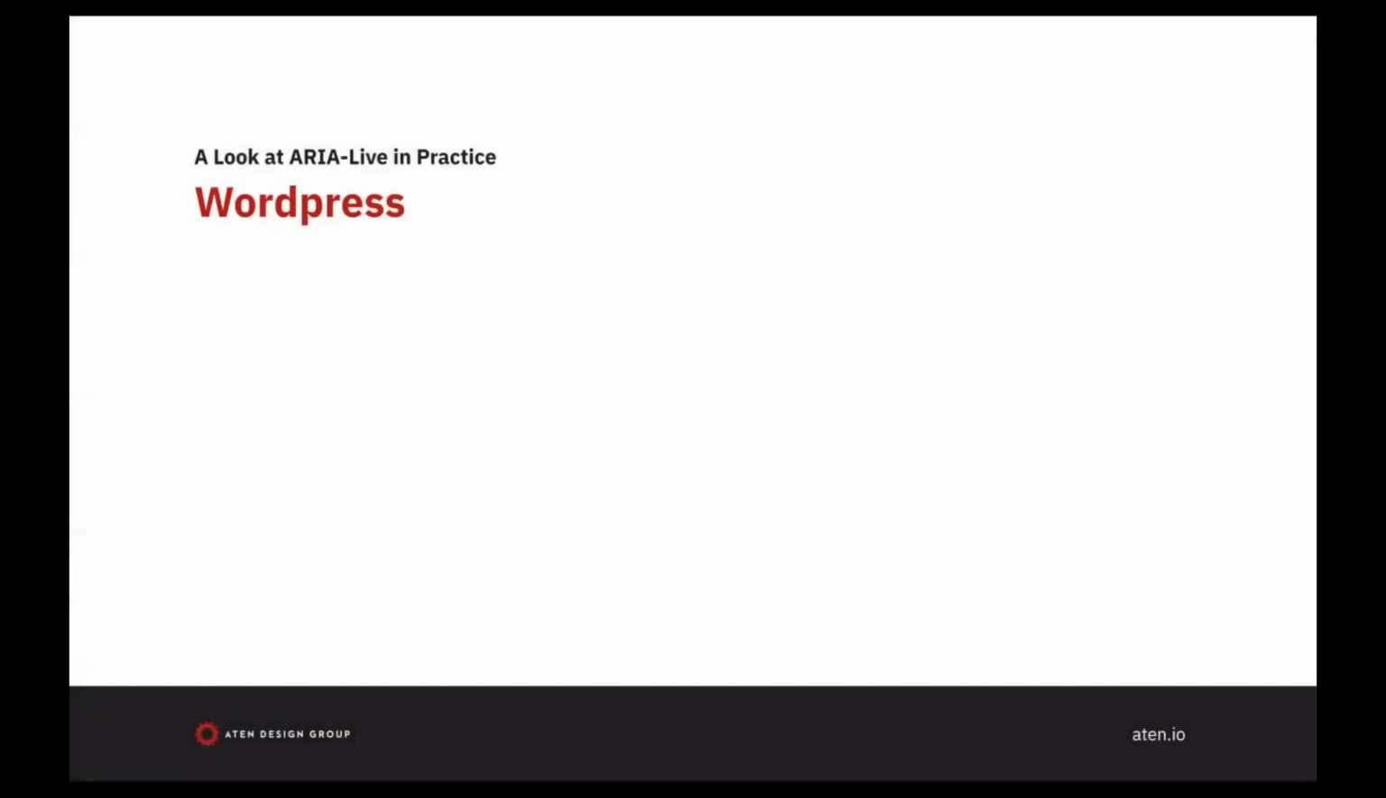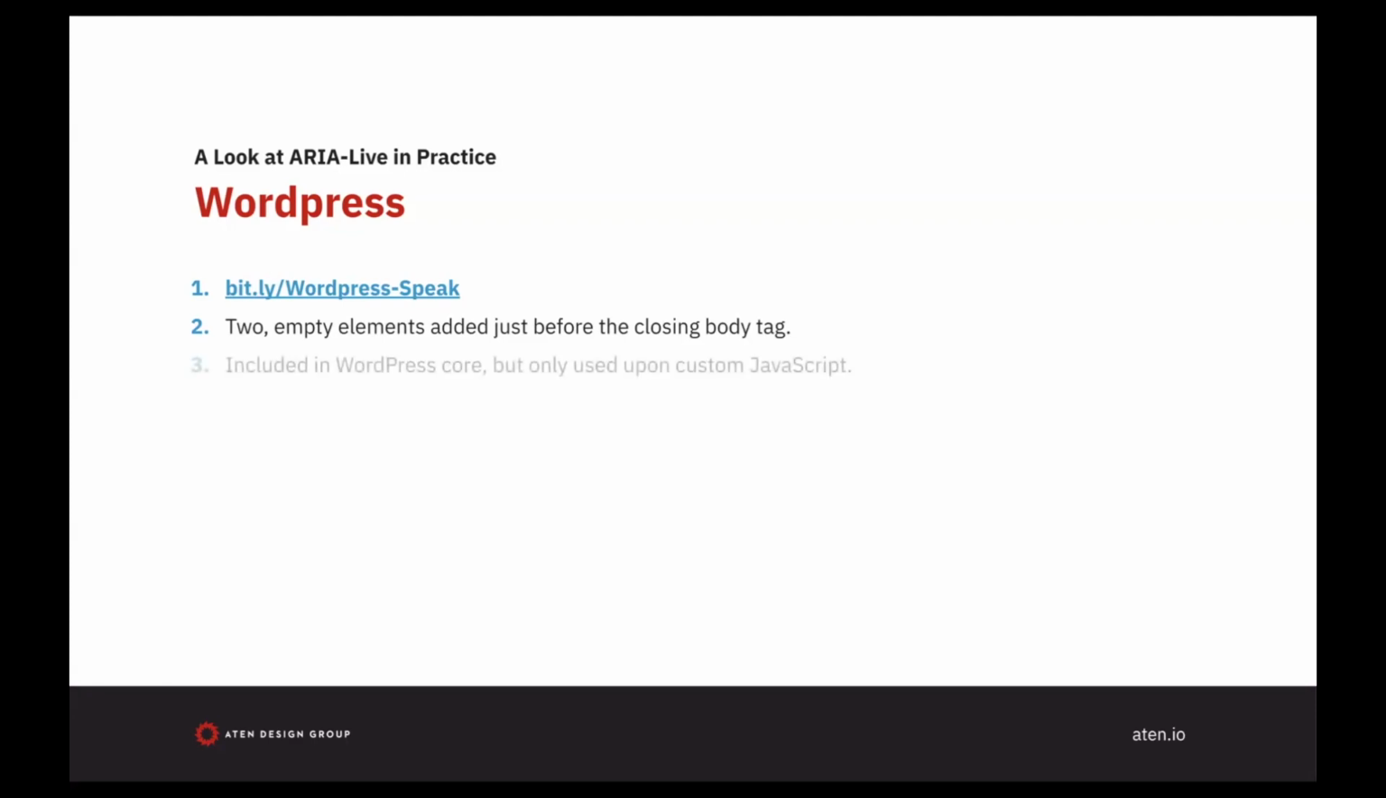For WordPress, you can find the documentation for ARIA-live announcements under the best practices section of the WordPress documentation, bit.ly link here. Instead of a single div like Drupal and Backdrop, WordPress adds two different empty divs just before the closing body tag, one for assertive and one for polite announcements. WordPress's JavaScript function for changing the ARIA-live announcement is included with core, but obviously, like other CMS solutions, we need to instantiate it with our own custom JavaScript.